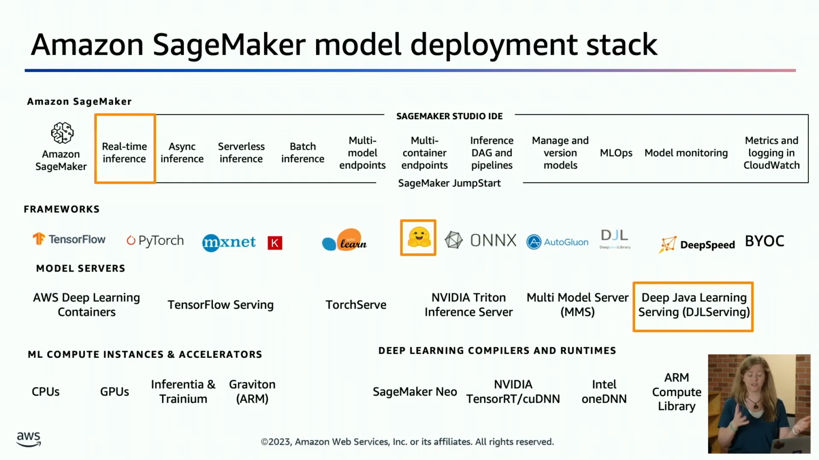So for the rest of the slides here, we're just going to look at real-time inferencing on SageMaker, using Hugging Face, and using the DJL serving library.